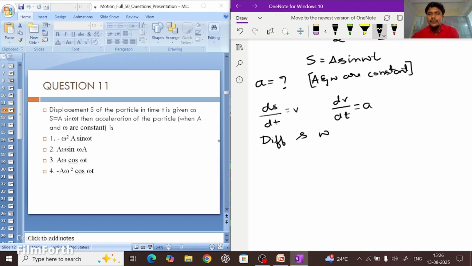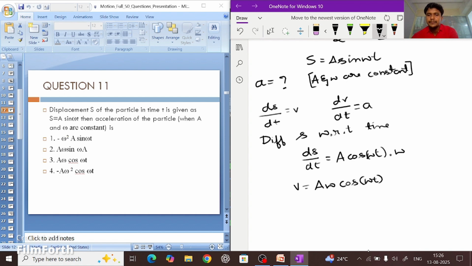S with respect to time. So we get ds by dt is equal to A, as A is constant we keep it the same way. Sin omega t can be written as cos omega t into omega. So we got V is equal to A into omega into cos of omega t.